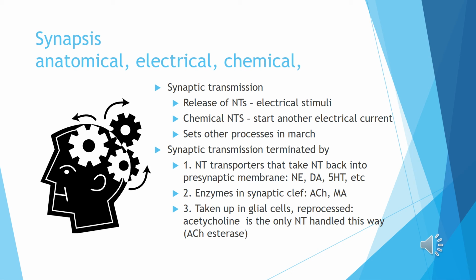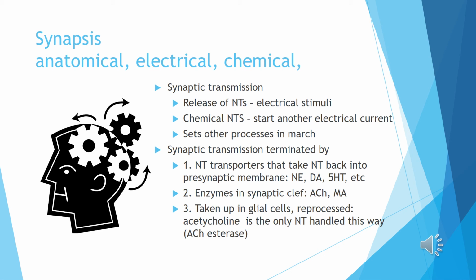And now let's talk about one more concept. We've got the neurotransmitter in this synapse. How do we terminate its activity? There are three main ways. The first is the neurotransmitters are taken back up into the presynaptic membrane.